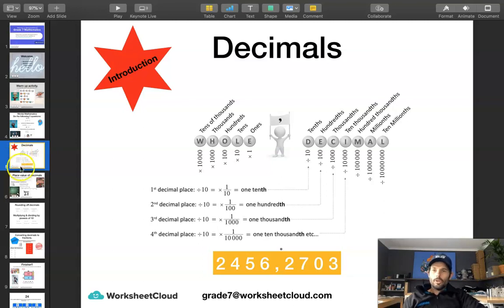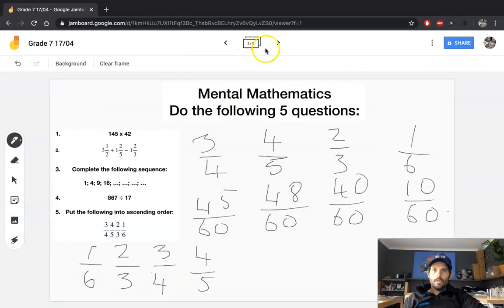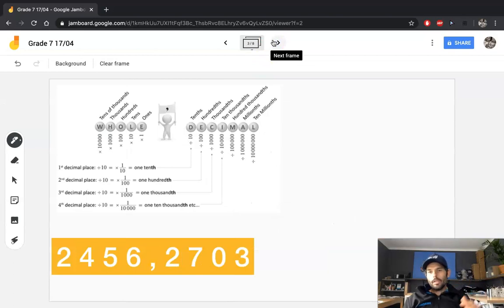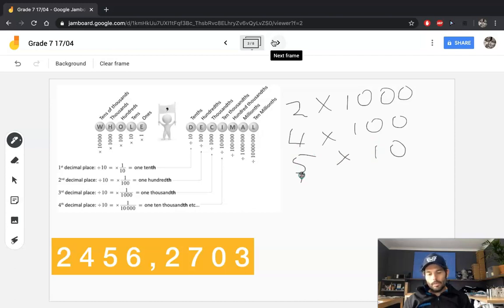Now the reason I've got 2456,2703 is just to show you quickly, and I'll do that on the Jamboard. Okay, there it is there. I just wanted to show you that the 2000 is going to be 2 multiplied by 1000. That 400 is 4 multiplied by 100. The 50 is 5 multiplied by 10. And the 6 is 6 multiplied by 1. Now, I'm pretty sure all of you will be able to understand that.